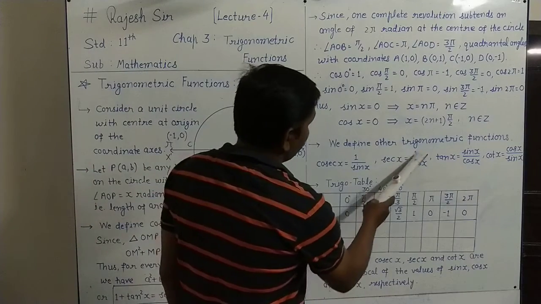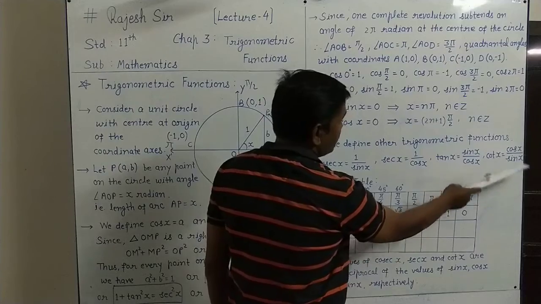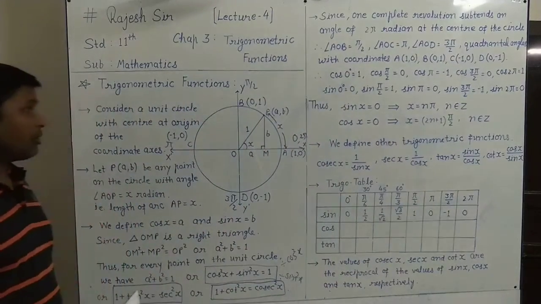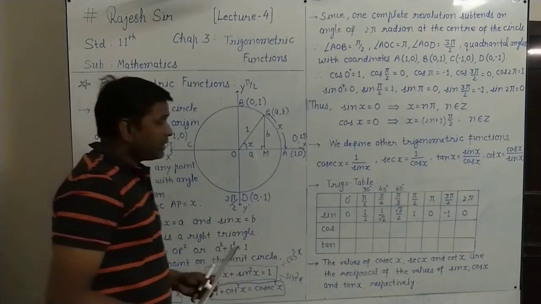Similarly, sec x equals 1 upon cos x, tan x equals sin x upon cos x, and cot x equals cos x upon sin x. All these relations we have seen in the earlier classes also, and we have to note them down here too, and we will use them now. Next is the trigo table.